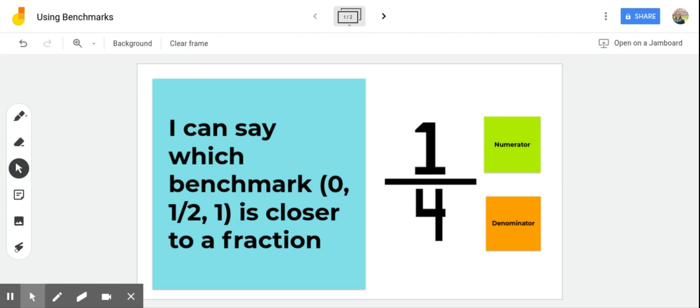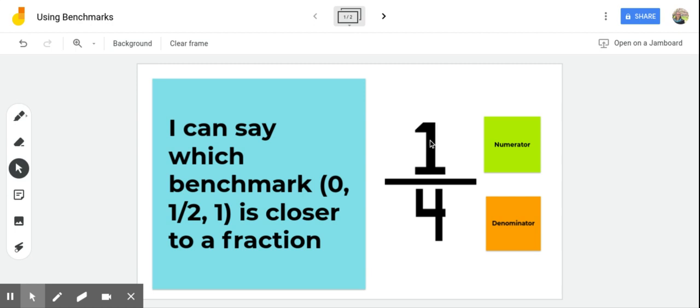Hi, grade 4s. Today, we are going to talk about using benchmark numbers to say if a fraction is closer to 0, 1/2, or 1 whole. This helps us when we're comparing fractions that have different numerators and denominators, and also when we're putting fractions on a number line. Before we get started, I want to remind you about the parts of a fraction.